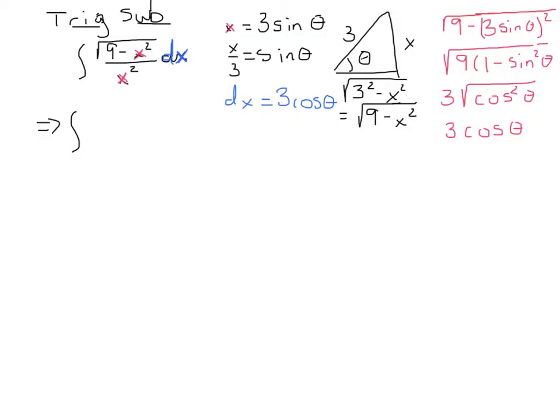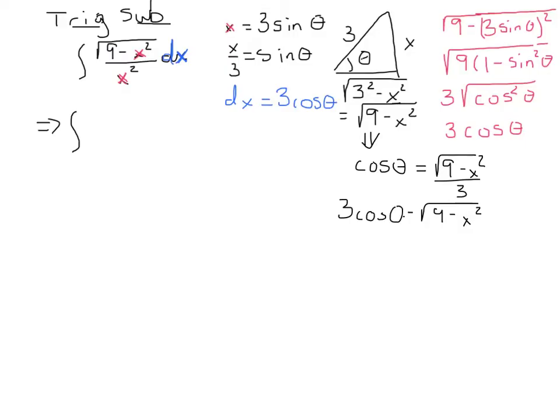Adjacent and hypotenuse has to do with cosine. So I know that from this triangle, the cosine of theta is equal to the square root of 9 minus x squared over 3. And so that gives me that the square root of 9 minus x squared is 3 cosine theta. I got the same thing I did here, just in a little bit of a different way, just looking at the triangle. But I do this all from the triangle.